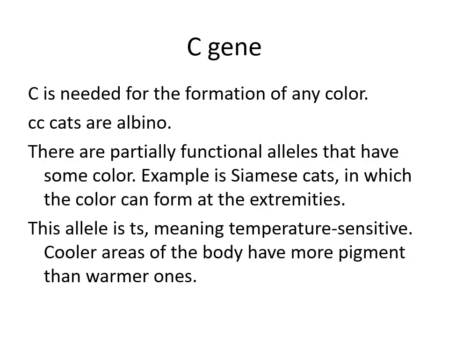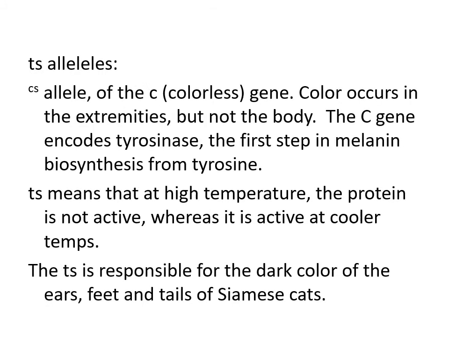The C gene is needed for the formation of any color. Little c cats are albino. Okay, there are some partially functional alleles, for example, in the Siamese cats, where you have color forming in the ears and the paws and the tail. This allele produces a temperature-sensitive, or TS, protein, where it's active at cooler temperature, but inactive at higher temperature. So in the extremities of the body, in the ears and the tail, the gene can be active to produce some pigment, some color, but the warmer areas of the body have much less pigment produced. So it's a partially active allele and temperature sensitive. Okay, so the color will occur in the extremities, but not the body.